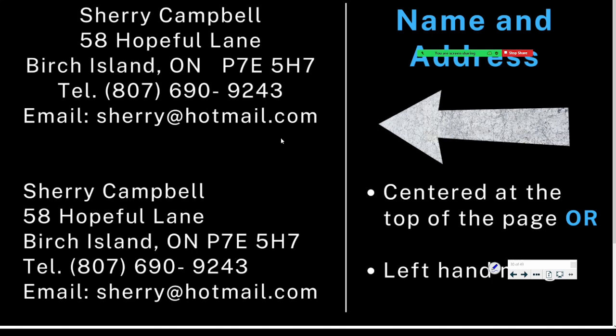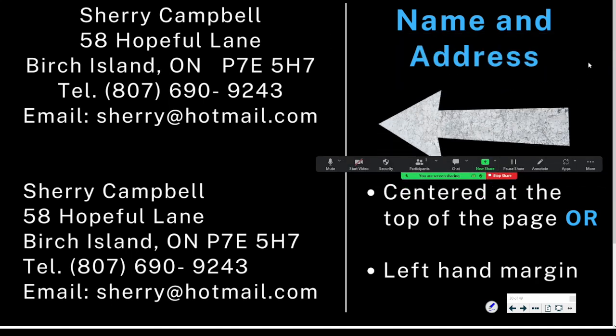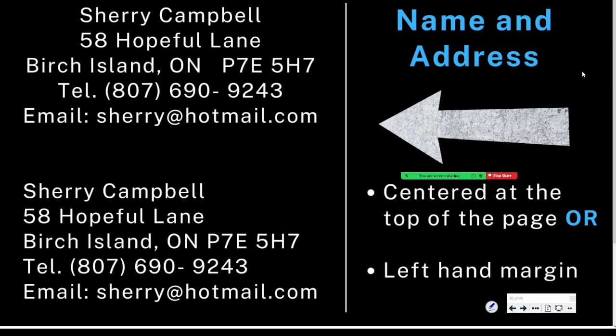All right, so we start things off here with talking about your name and your address, right? So this is your name and your contact information. This is commonly done in one of two ways: you either center it at the very top of the page, or you do what's called a left justification. It's on the left-hand margin, and then everything is to the left. So it's your name, your mailing address, and your contact info.